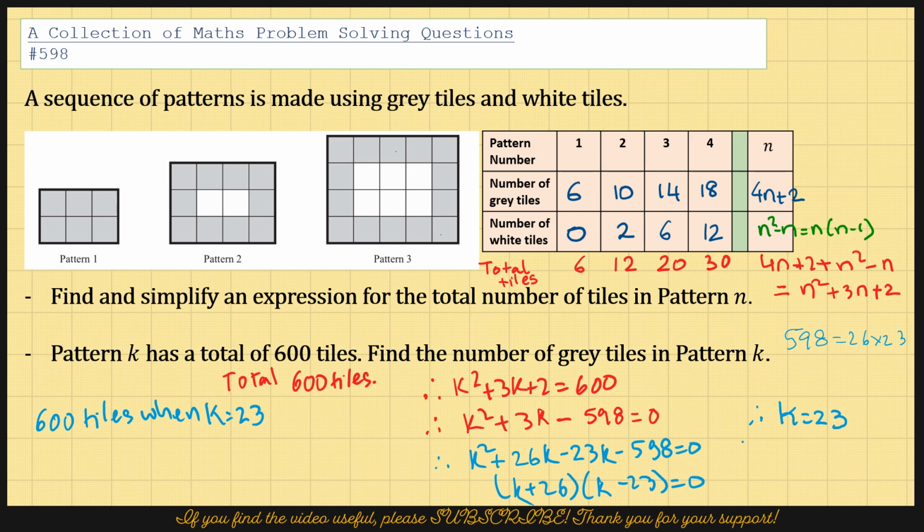So we need to find the number of grey tiles. All we've got to do is put 23 in the nth term of the grey tiles. So that's 4 times 23 plus 2, and that gives you 94. Therefore the number of grey tiles is 94, and that is the answer.